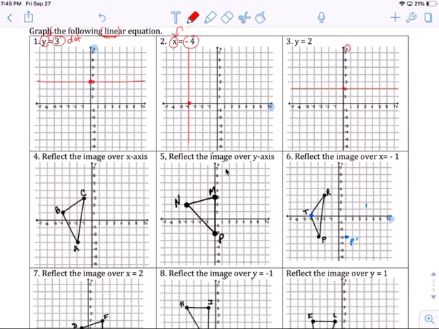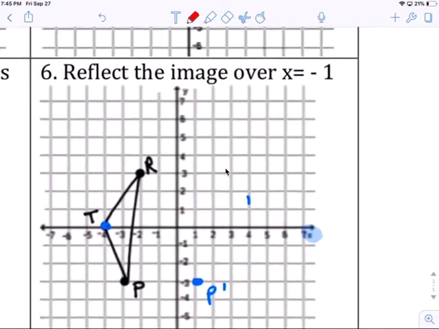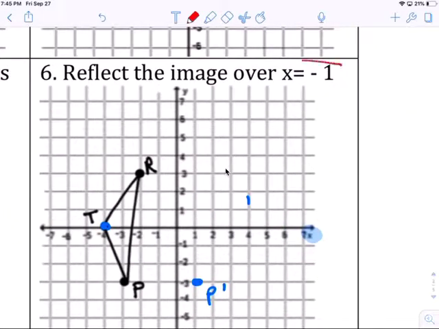Okay, so normally, and then I go to 6. This is x equals -1, so find x. Go to -1. X -1 here.